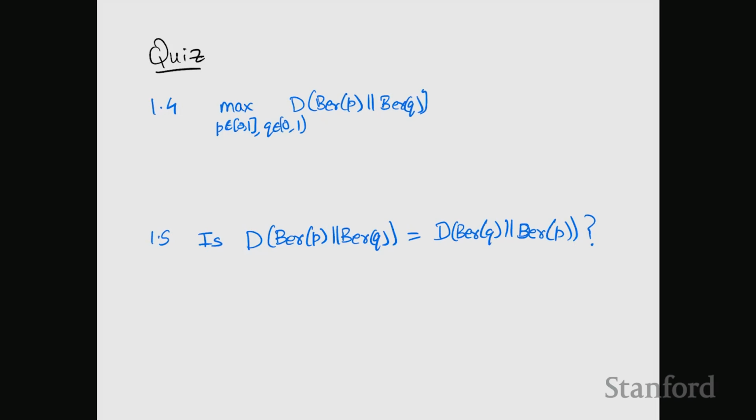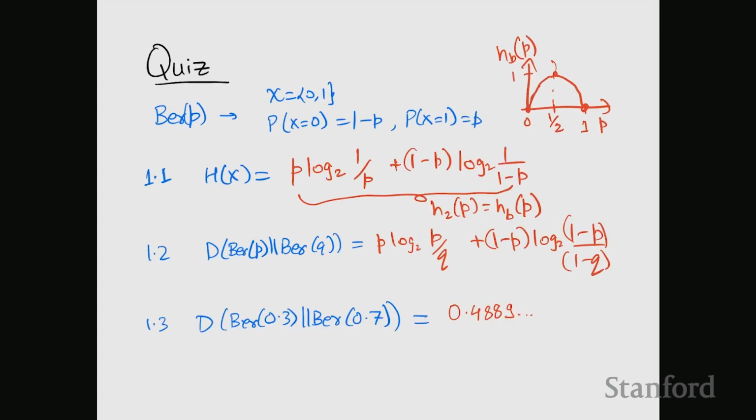Okay, this one. What we asked for is: what is the maximum KL divergence between Bernoulli P and Bernoulli Q if you are allowed to vary P and Q in their entire range of 0 to 1? What was the answer that people got? Yeah, I hear infinity. Yes. So the KL divergence can be unbounded. It can be infinity.